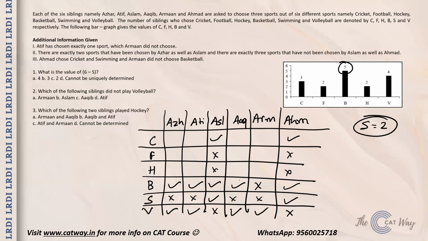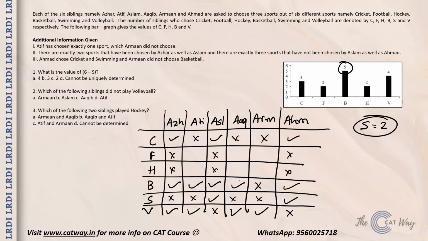Now, one more condition was given that there are exactly 2 sports that have been chosen by Azhar as well as Aslam. So Azhar and Aslam are going to choose exactly 2 sports together. Now you see that Aslam chose swimming, but Azhar did not. That means the other 2 sports that Aslam chose, Azhar also took those sports, and they are basketball and cricket. Now we know all the 3 sports for Azhar as well, so he did not choose the other 3. And similarly, what we also know is that cricket was taken by 3 people, and all the 3 people we have determined, so the other people are not going to take cricket.